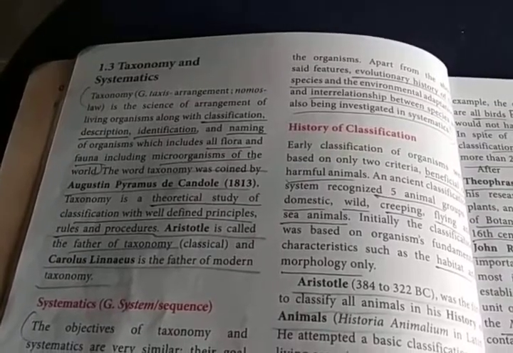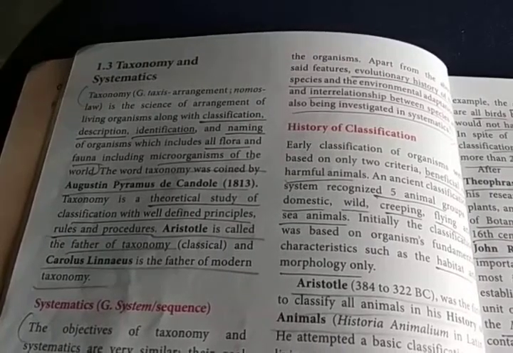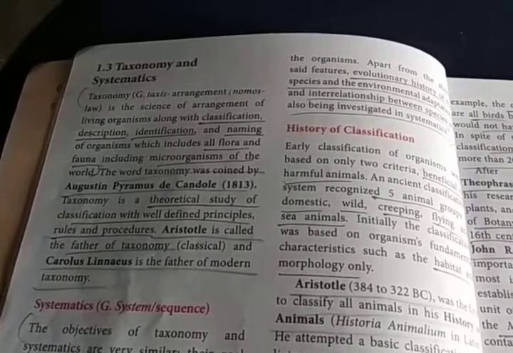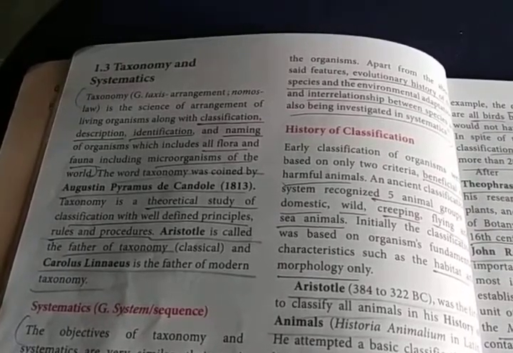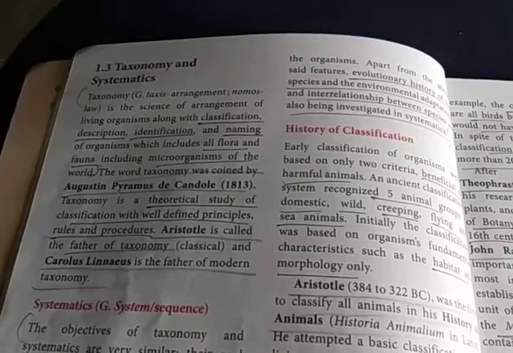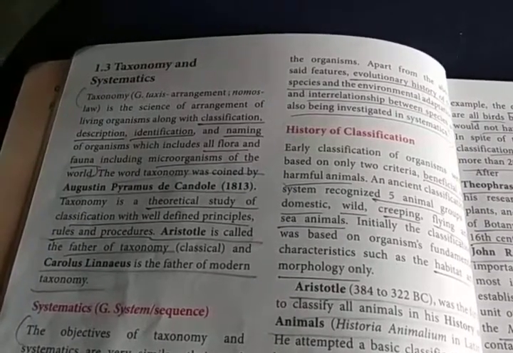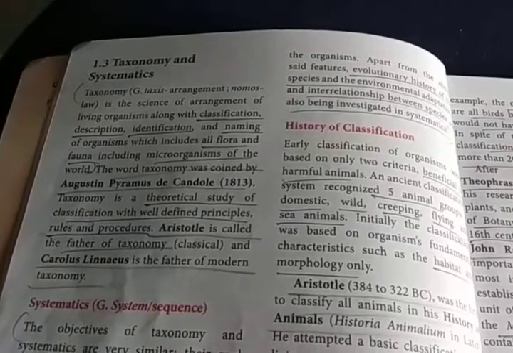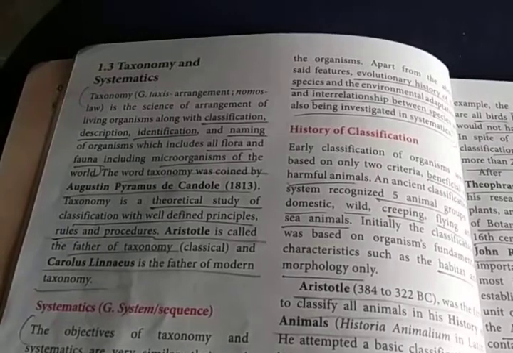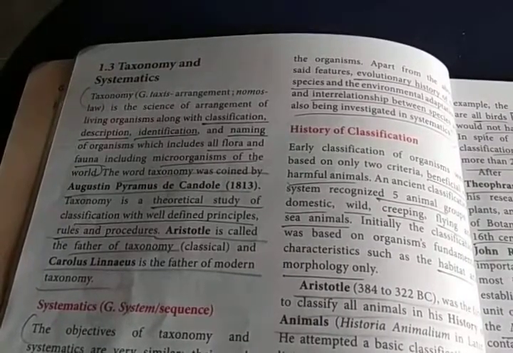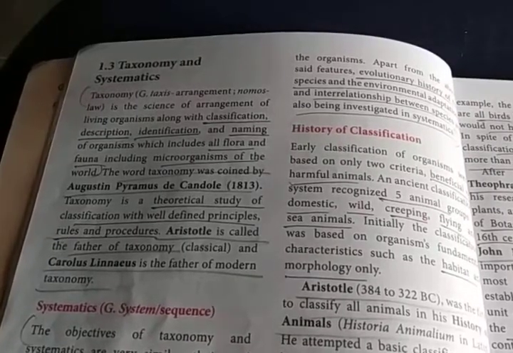Now, taxonomy. In Greek, the word is divided into two words, taxis and nomos. Taxis means arrangement and nomos means law. So arrangement by a law. The scientists followed a certain law to arrange the organisms. That is known as taxonomy. So taxonomy is the science of arrangement of living organisms along with the classification, description, identification and naming of organisms.